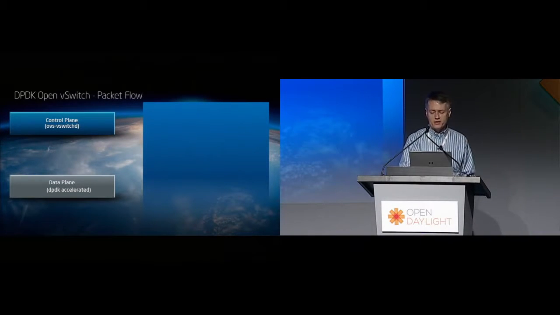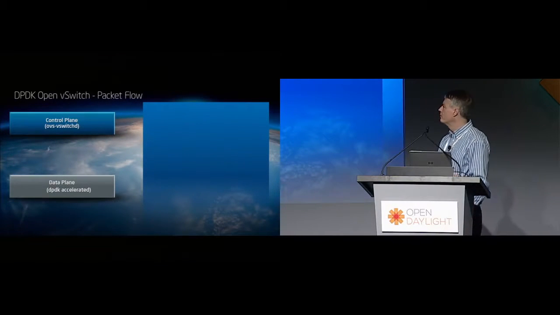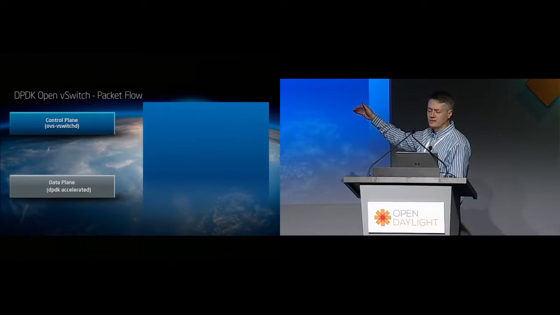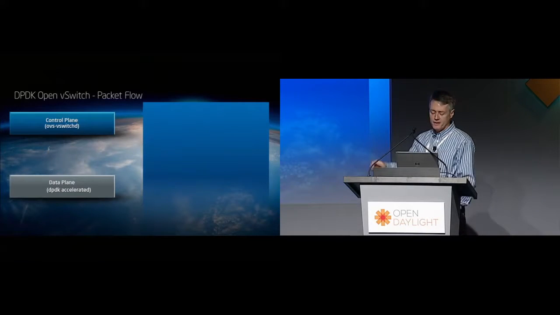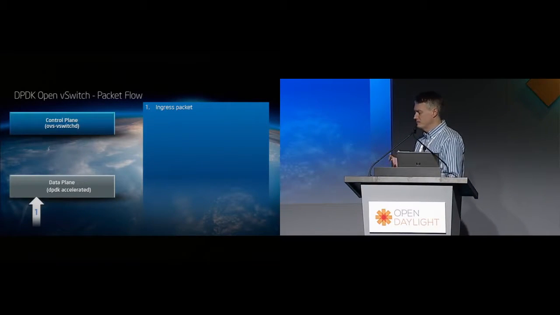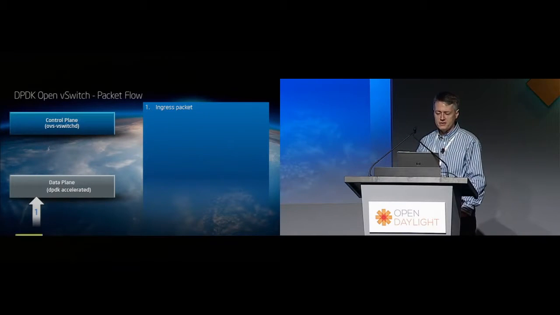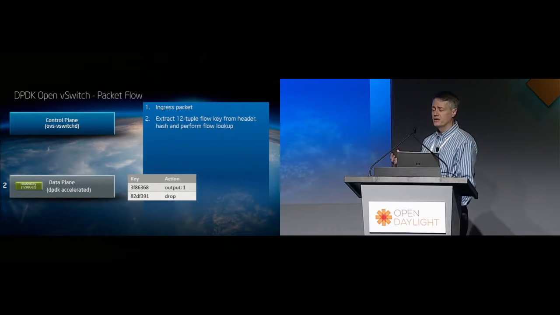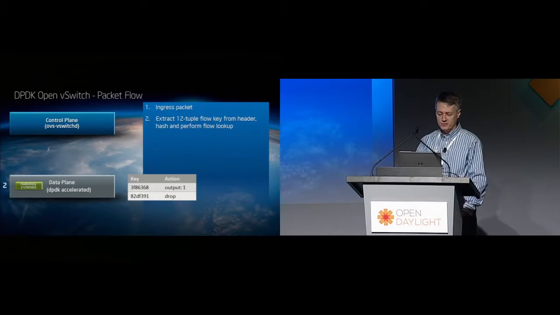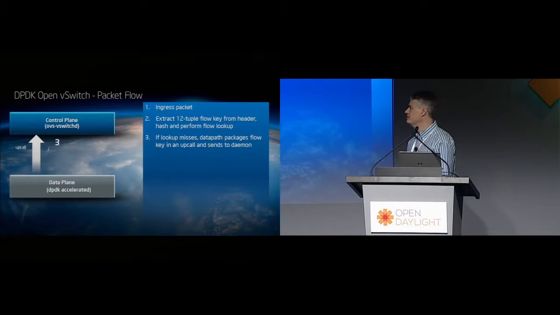So if we start off, we've got our control plane, the vSwitch daemon, and our accelerated DPDK data plane. And a packet comes in, and the first thing that happens is we do the hash, and we look for the flow entry. And we go, oh, we don't have this flow. We've got the hash key. It doesn't match anything we have. Therefore, we need to go and kick it up to the OVS daemon.